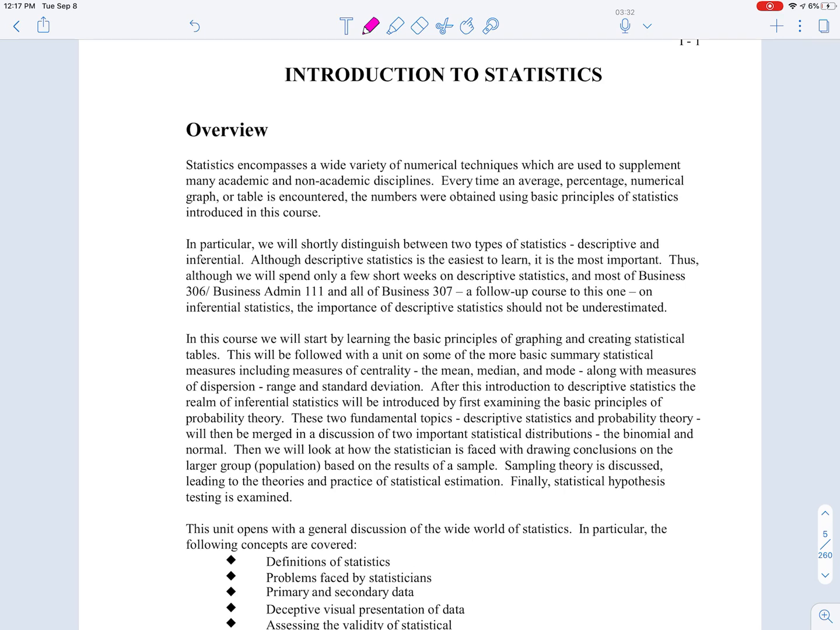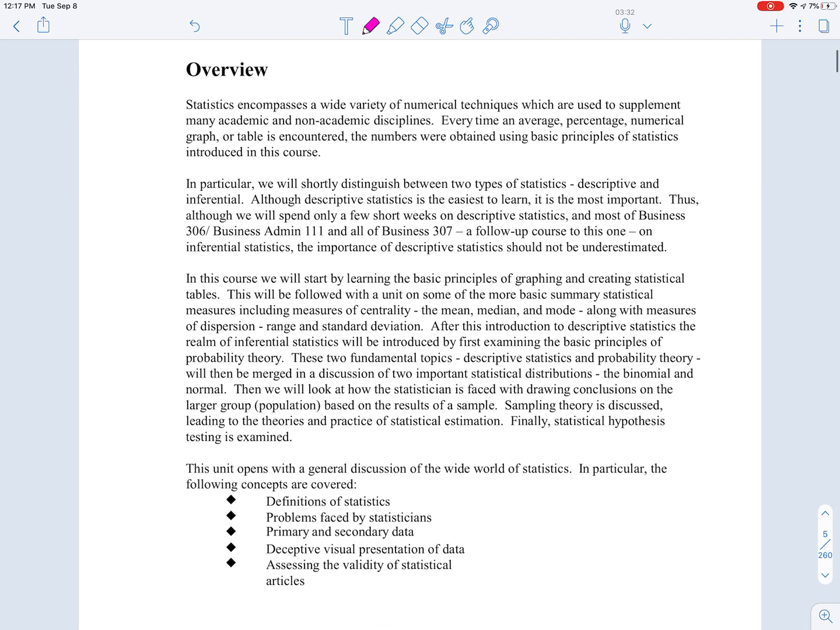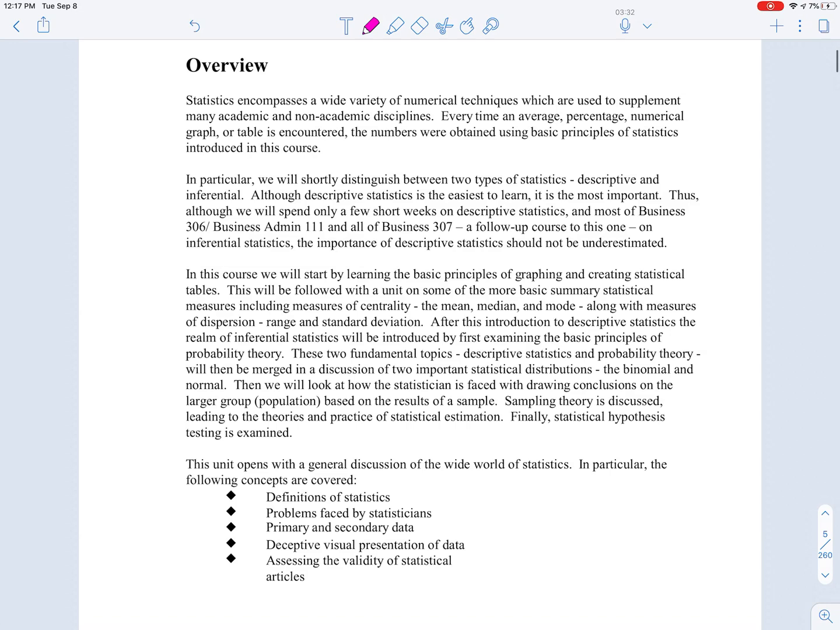It's a good idea to read those introductory paragraphs here. I'm not going to read through them. You can do that on your own. But down at the bottom, it does talk about the subtopics that we'll be looking at. We're going to define statistics, look at some problems faced by statistics, what primary and secondary data are, and then deceptive visual presentation of data.